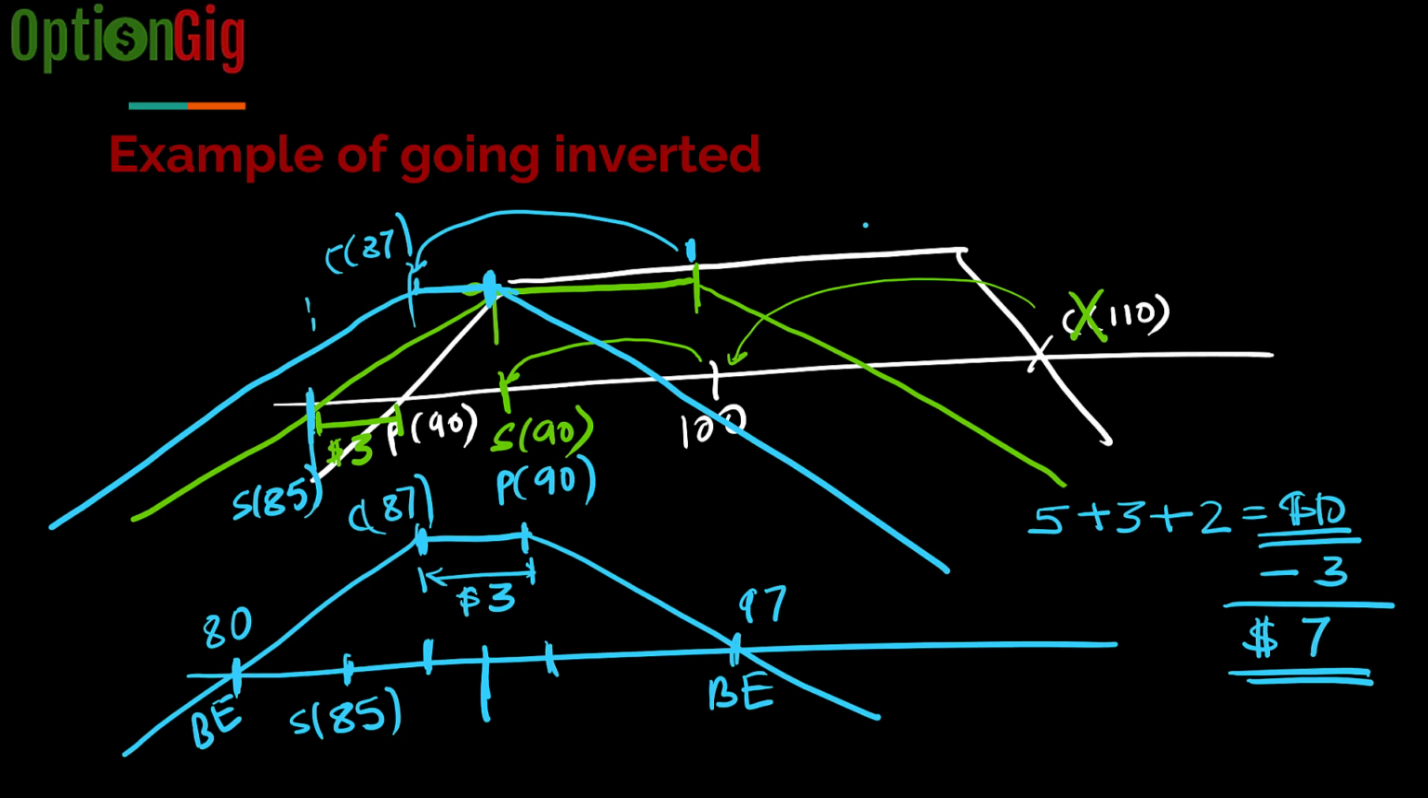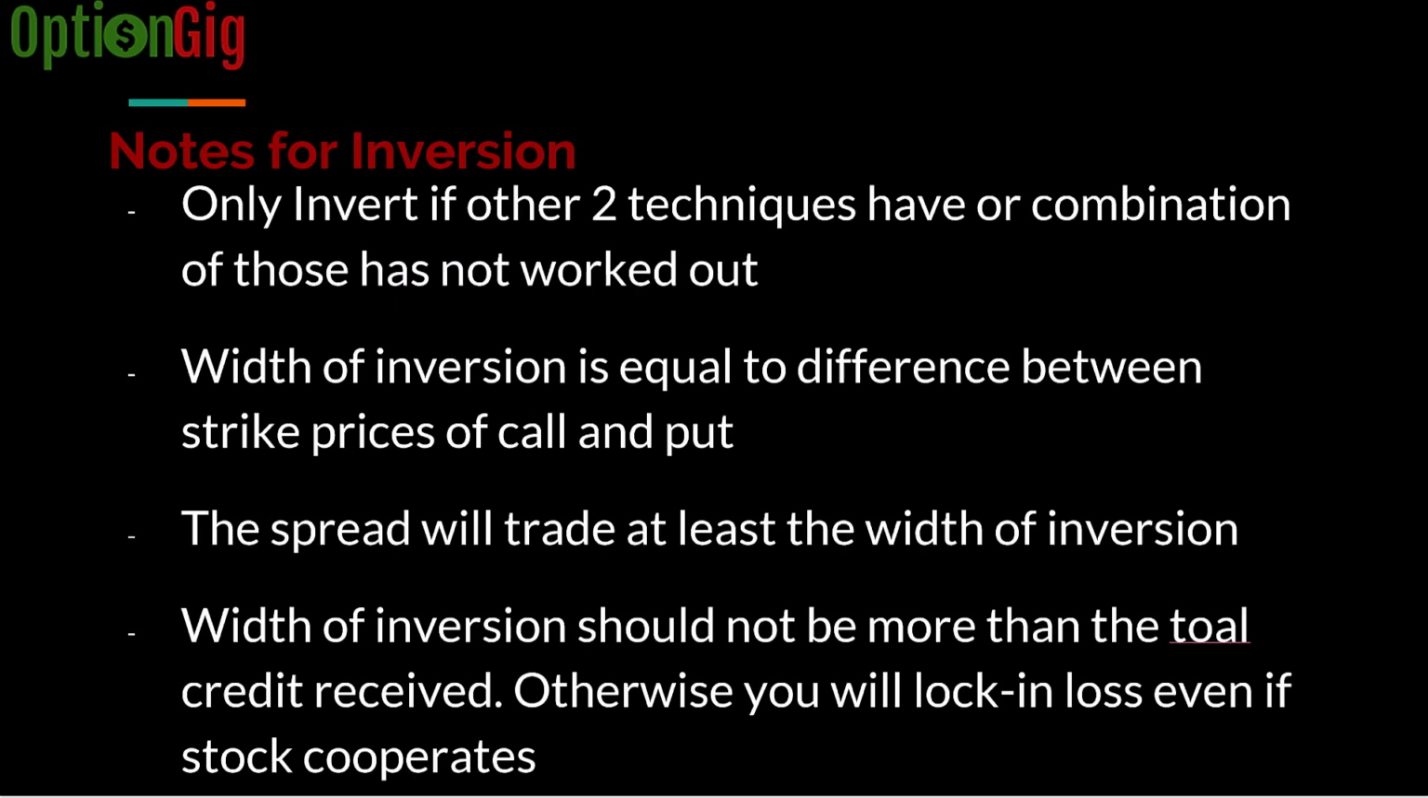Okay. All right, so quick takeaways. You should only go inverted if the first two techniques have failed. Either you are not able to extend the duration for credit, or you have not been able to roll it once and close the trade profitably, then you go for your inversion.